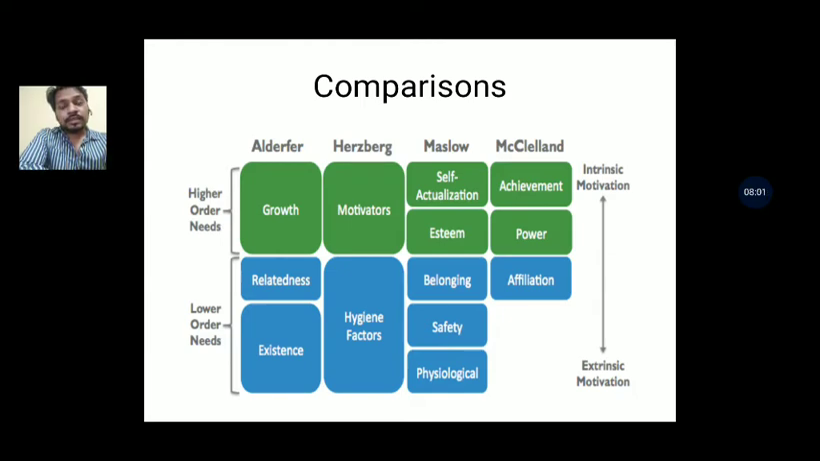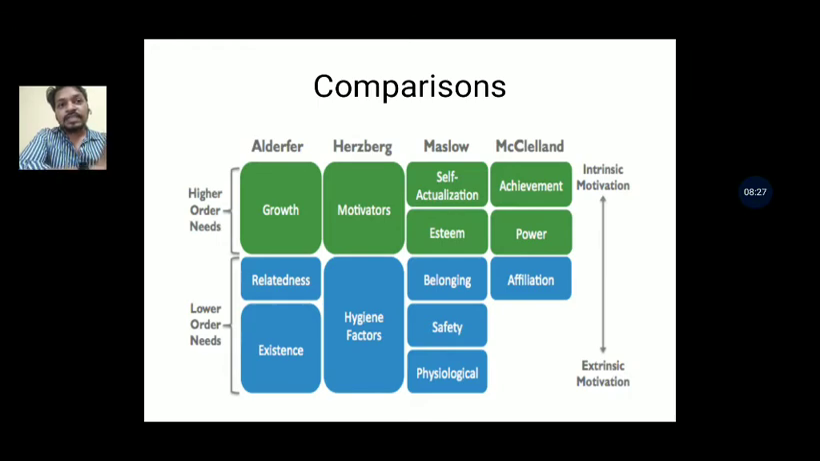Beyond these lower order needs, we have higher order needs, which Alderfer called growth factors. Herzberg called them motivators. Maslow called them self-actualization and self-esteem. And McClelland called them achievement and power needs. So if you look at the comparison, most of these four content theories are very equivalent and very similar to each other.